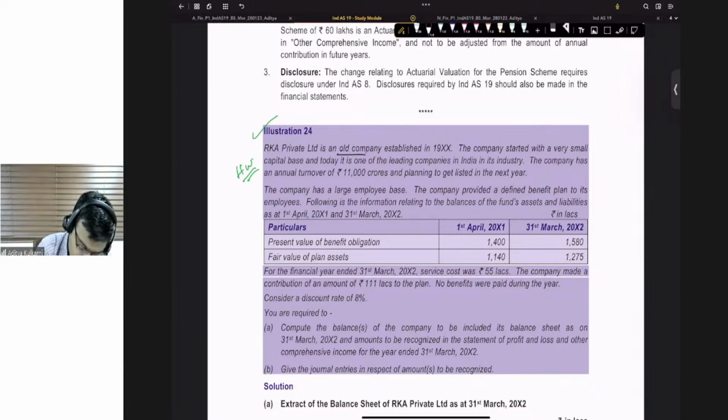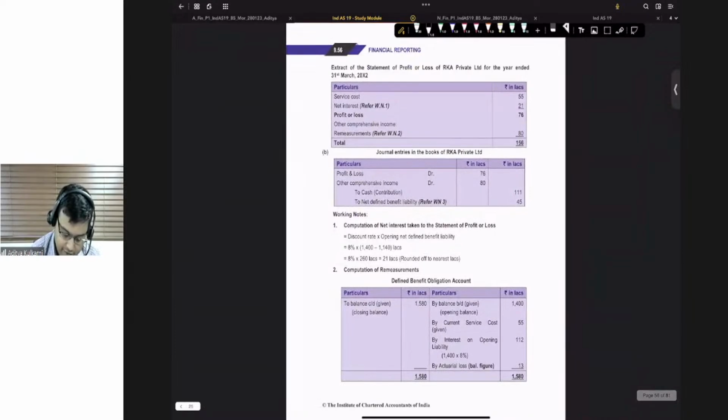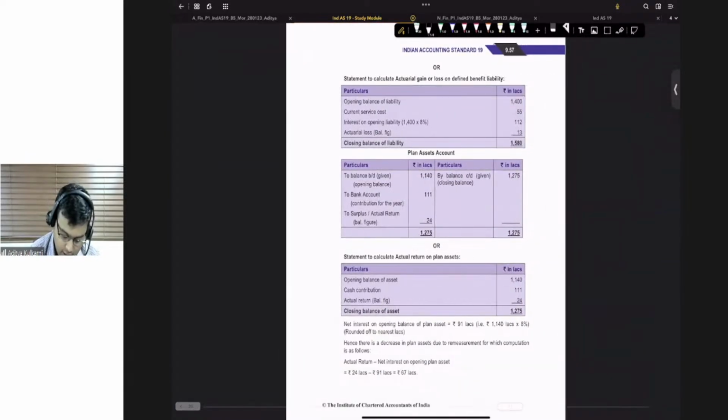Old company, एनुअल टर्नओवर सब कुछ वही दिया है, फिगर्स आर चेंज्ड, लार्ज एम्प्लॉय बेस, ओपनिंग बैलेंस ऑफ ऑब्लिगेशन, फेयर वैल्यू ऑफ प्लान एसेट्स, service cost was 55 lakhs, contribution of 111 lakhs, no benefits were paid during the year, consider a discount rate of 8%. So I want you to try this question. Please try it out. You should be in a position to get this without referring the answer.